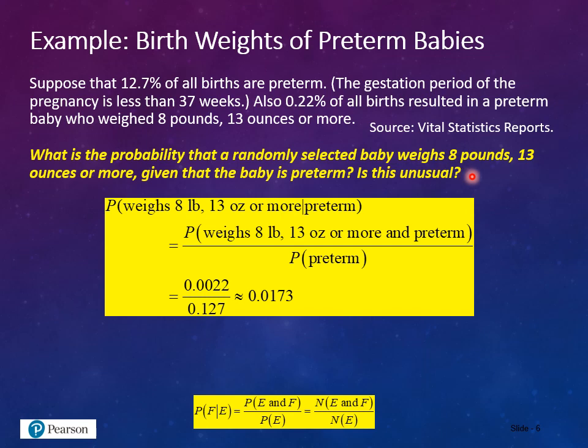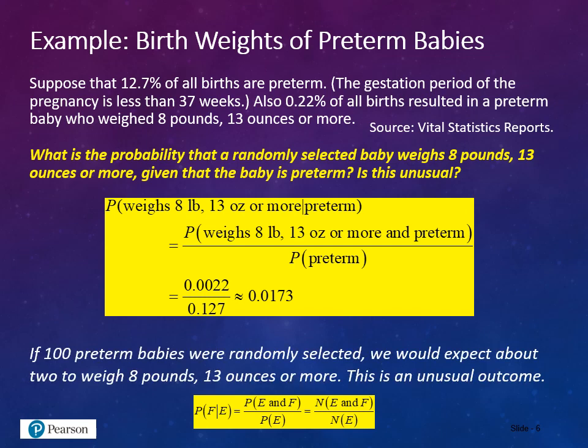So that is quite unusual. I mean, it's a very low percentage. 1.7% is not a high percentage, right? And it actually makes kind of common sense, right? With preterm babies, they're usually underweight. They're certainly not 8 pounds, 13 ounces, which is a big baby. So I don't know what that mother was eating. All right, let's move on.